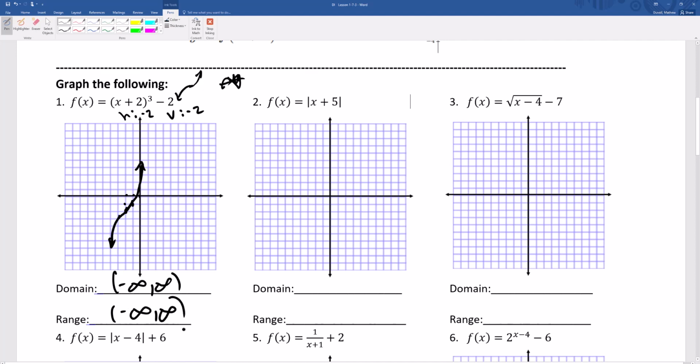Now we have absolute value. So absolute value is that V shape. And so my horizontal shift is -5. And so from there, we can draw our graph. So domain, -infinity to +infinity. My range starts here at 0 and goes up to infinity.